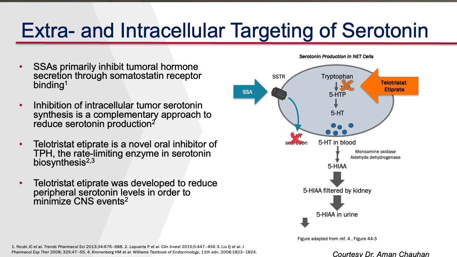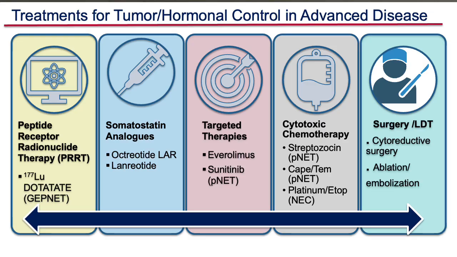So there are different ways to target serotonin in order to lower the levels. At the same time, as in the slide that I showed earlier, there are different therapies that, by controlling tumor growth or shrinking the tumors, can also help control the symptoms related to serotonin excess. Those include PRRT with lutetium, which is also known to decrease the levels of serotonin. We discussed the somatostatin analogs. We discussed the different targeted therapies.